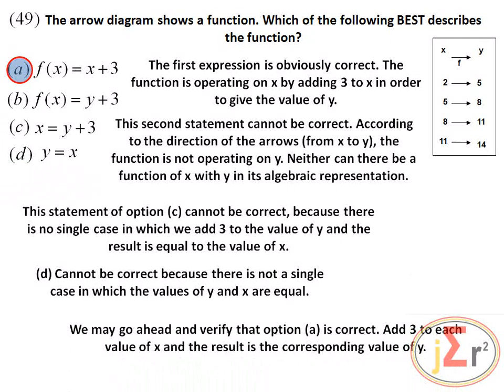We may go ahead and verify that option A is correct. We will do that by adding 3 to each value of x and see if this results in the corresponding value of y. Quickly, 2 plus 3 is equal to 5. 5 plus 3 is equal to 8. 8 plus 3 is equal to 11. 11 plus 3 is equal to 14. So we have it. In every single case, we add 3 to the value of x. The result will give the corresponding value of y. Option A is actually correct.